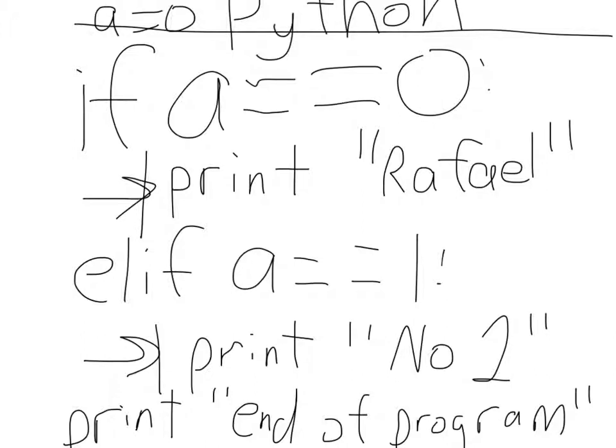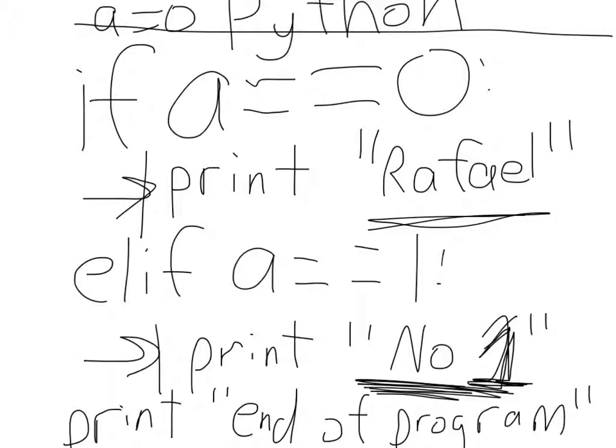So looking at this, a equals 0. A variable has the value of 0. It's going to move down to if a equals 0. Yeah, it checks if it's the same value. It checks if a is the same value as 0, and it is in fact 0. If this is true, then the colon means then it will print what's indented, which happens to be print Raphael.